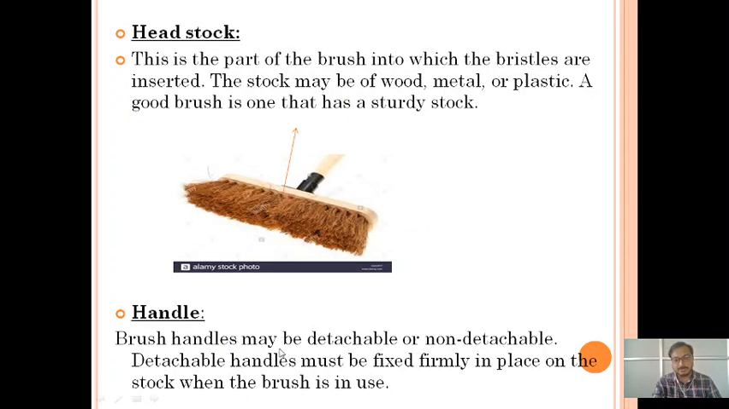The next one is the headstock. Headstock is the area where the bristles are connected or inserted. These are the bristles, and this is the headstock area where they are inserted. This may be of wood, metal or plastic. A good brush is one that has a sturdy stock, otherwise it may loosen or the bristles may fall out of the headstock. The handle is this long handle which you hold to thoroughly use the brush.